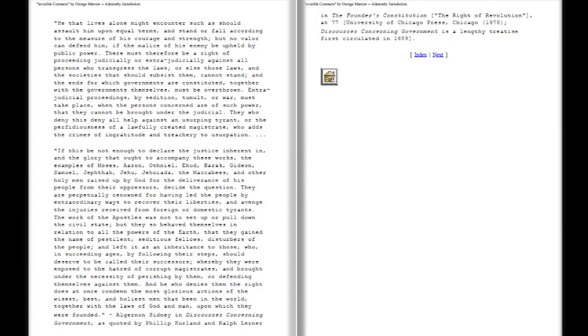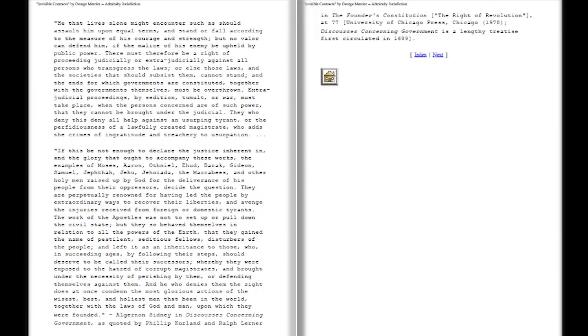The work of the apostles was not to set up or pull down the civil state, but they so behaved themselves in relation to all the powers of the earth, that they gained the name of pestilent, seditious fellows, disturbers of the people, and left it as an inheritance to those, who, in succeeding ages, by following their steps, should deserve to be called their successors, whereby they were exposed to the hatred of corrupt magistrates, and brought under the necessity of perishing by them, or defending themselves against them. And he who denies them the right does at once condemn the most glorious actions of the wisest, best, and holiest men that have been in the world, together with the laws of God and man, upon which they were founded.